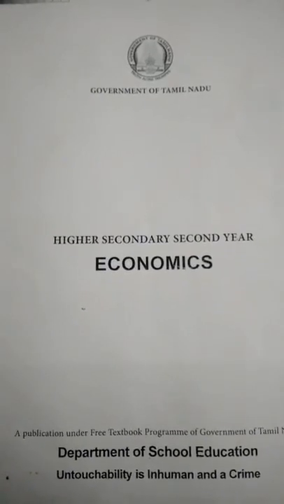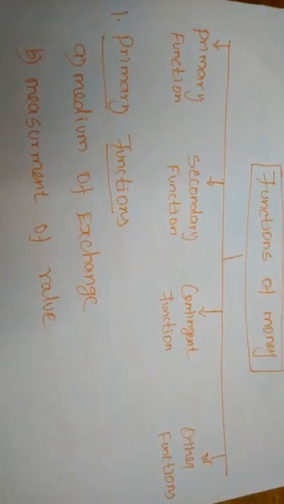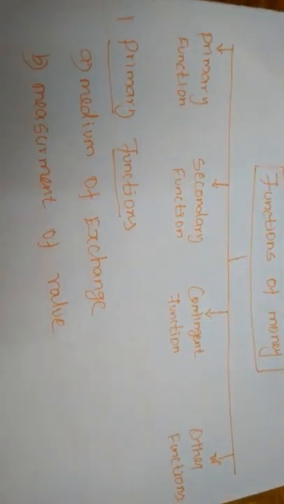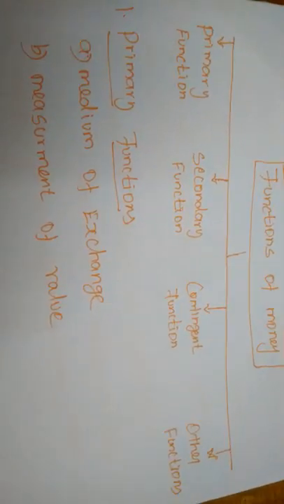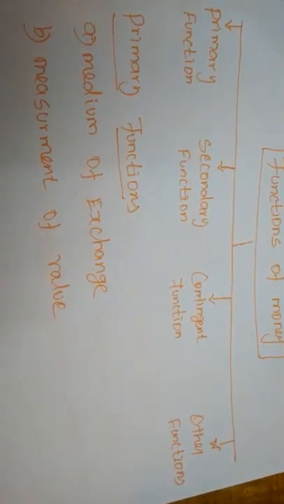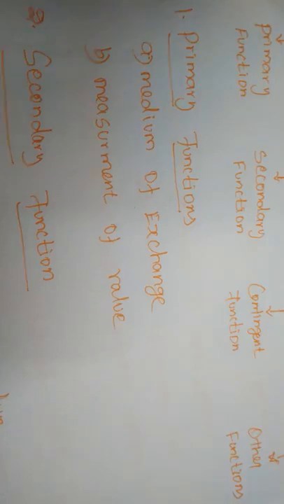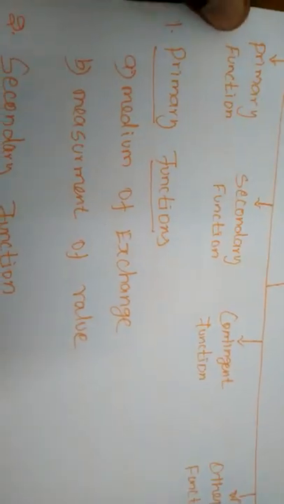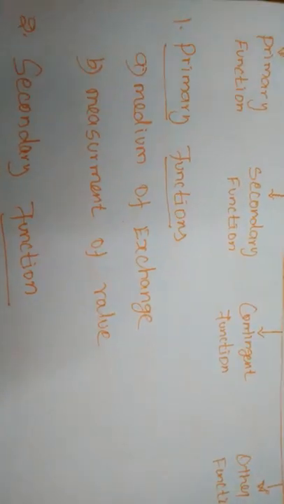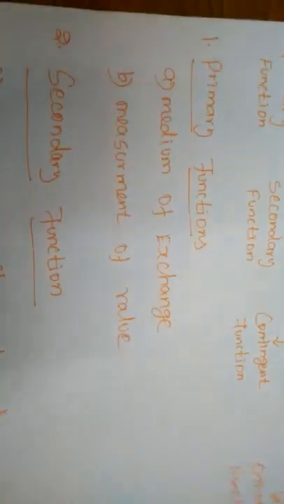So even though, we will just remind about the functions of money, right? We have studied that the functions of money can be classified into four types. Broadly, we can classify the functions of money into four types: primary functions, secondary functions, contingent functions, and other functions. The first one is primary functions. The primary function has two types: one is medium of exchange, next is measurement of value.